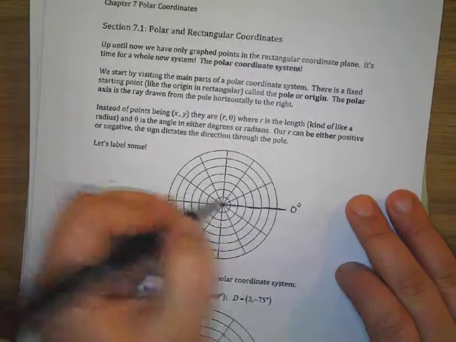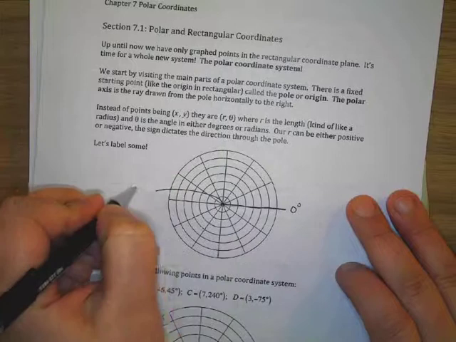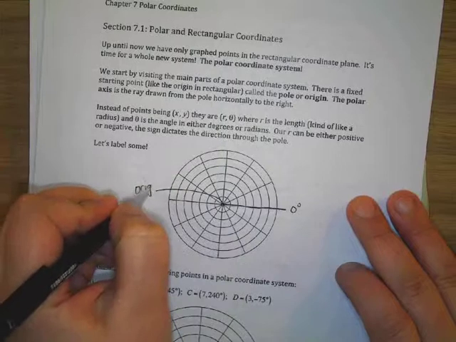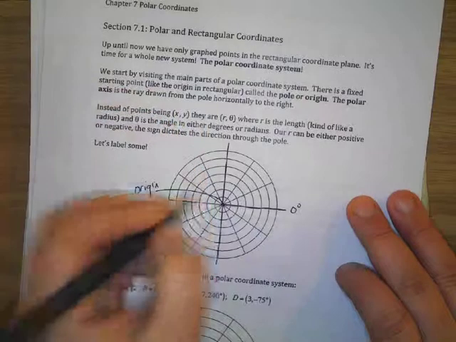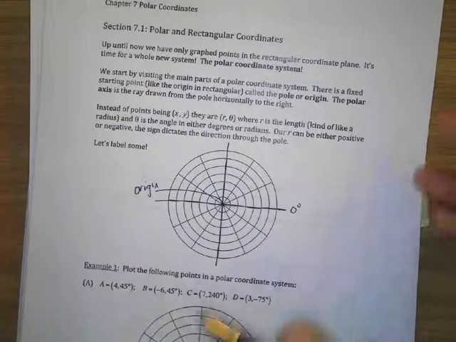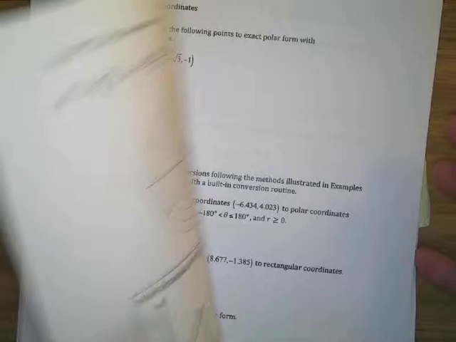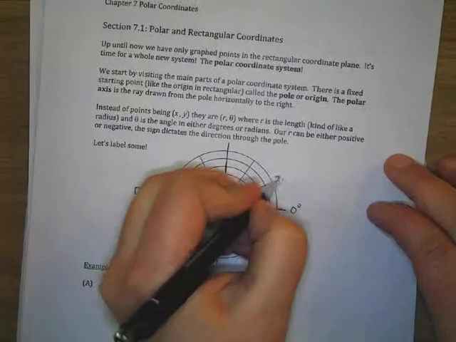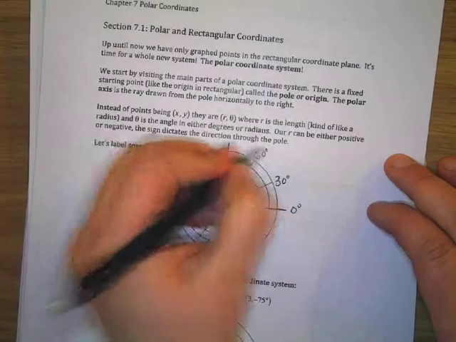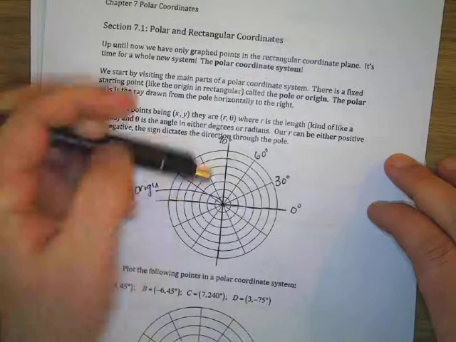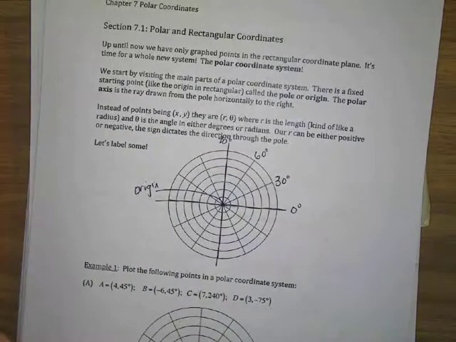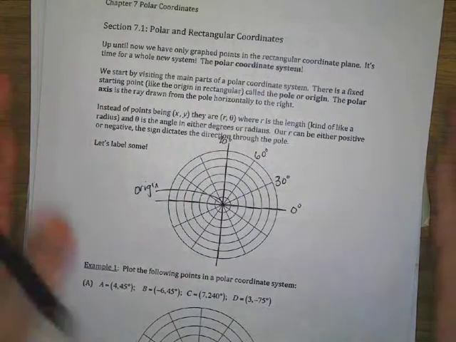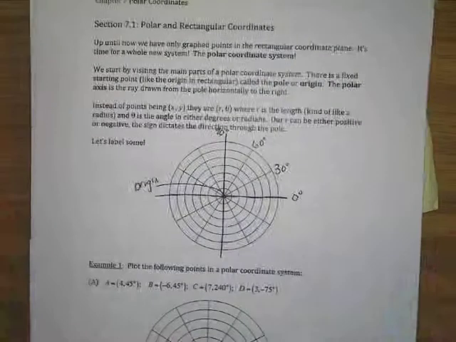So let's label some things. This is the origin. On most of these, I put on here 30 degrees, 60 degrees, 90 degrees, etc. They just go by 30s around there, which we're used to drawing as well. So let's start and do an example. We'll see how this works, okay?